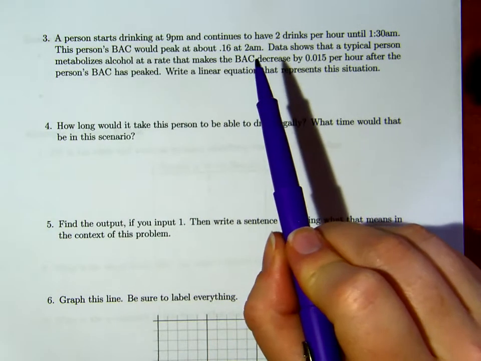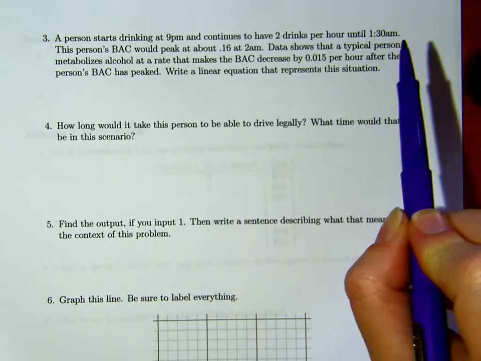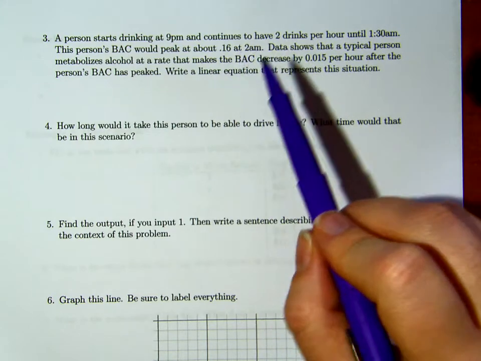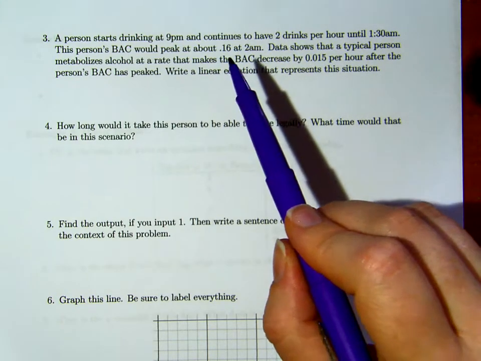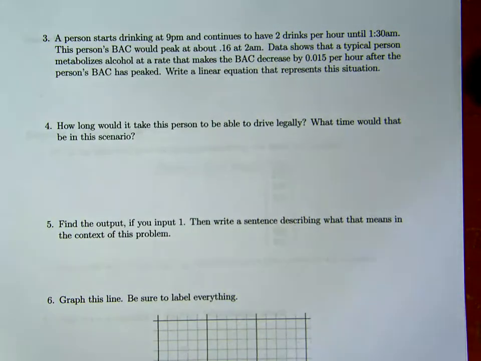So I first want you to notice that they stopped drinking at 1:30 a.m. and it still is metabolizing and peaks at 2 a.m. Data shows that a typical person metabolizes alcohol at a rate that makes the BAC decrease by 0.015 per hour after the person's blood alcohol concentration has peaked. Write a linear equation that represents this situation.